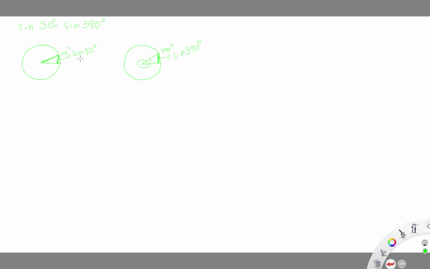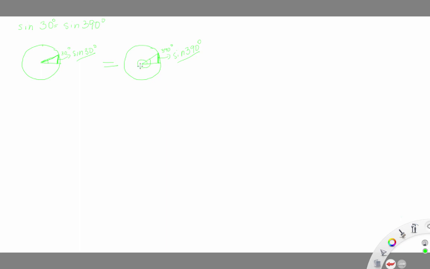Therefore, the two sine functions are equal because they represent the length across from the angle over here and, again, the length across from the angle over here. As those two angles look exactly the same in the unit circle, their sine functions are also the same.